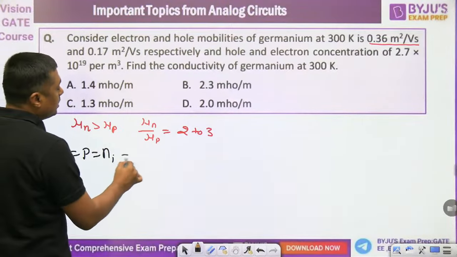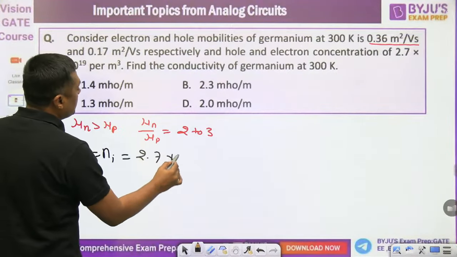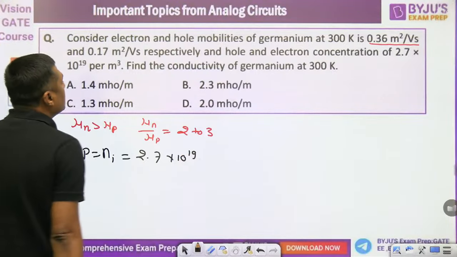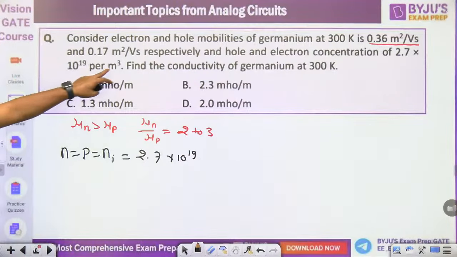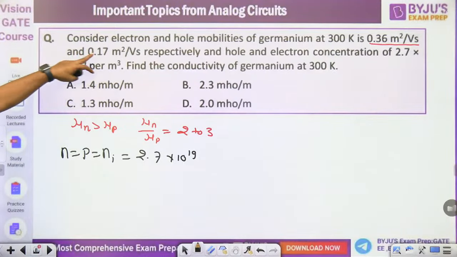So for an intrinsic semiconductor, ni is simply 2.7 into 10 raised to power 19 per meter cube. Now this is per meter cube, so what about per centimeter? The mobility is also in meter square, so you can use that. Find the conductivity of germanium.